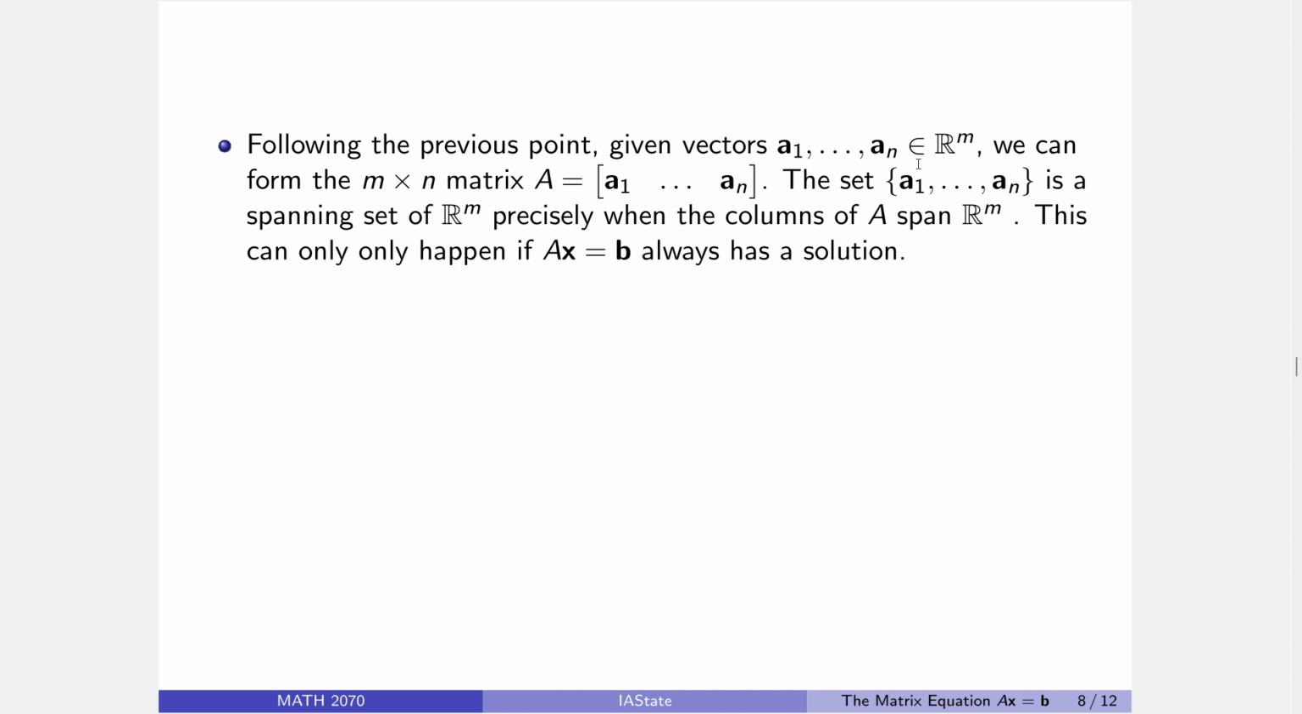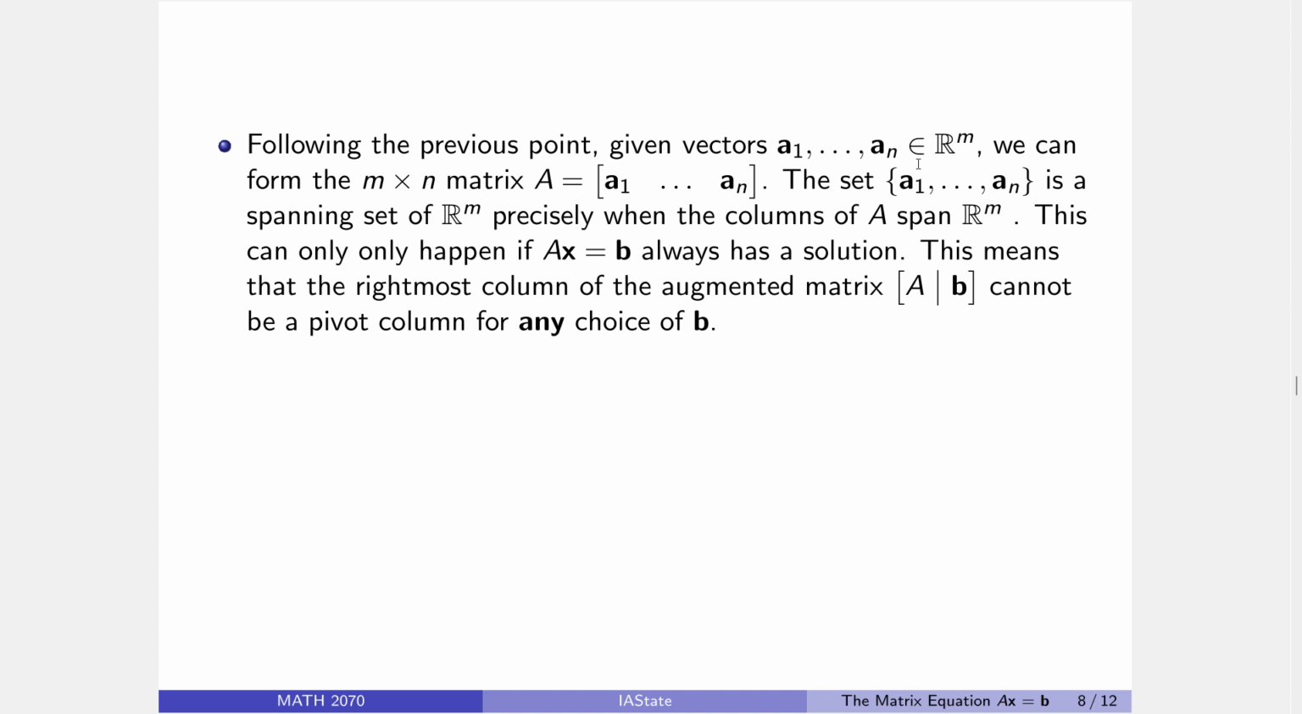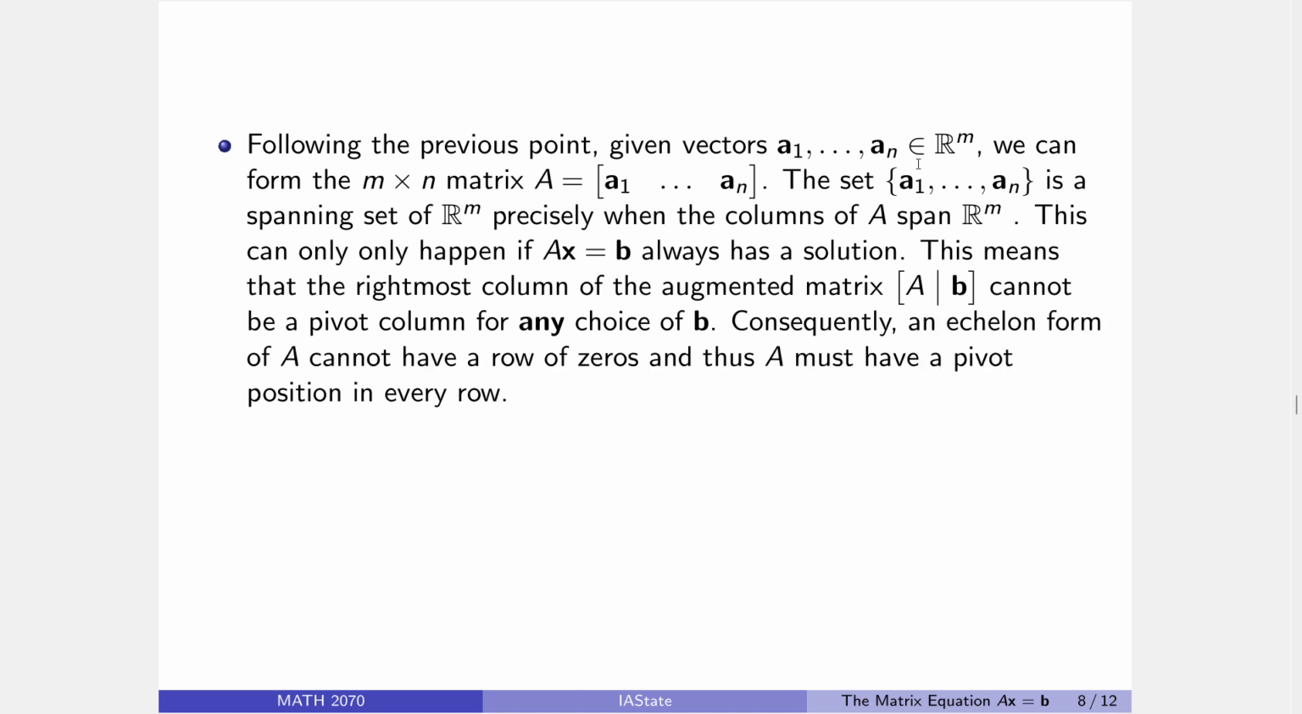That can only happen if Ax equals b always has a solution. Ax equals b is the same thing as creating the augmented matrix [A b], because it's the system associated with it. That means that if I can always find a solution, my augmented matrix cannot have a pivot column in the furthest right column for any choice of b, which means that the echelon form of that matrix cannot have a row of zeros, and thus A must have a pivot position in every single row.